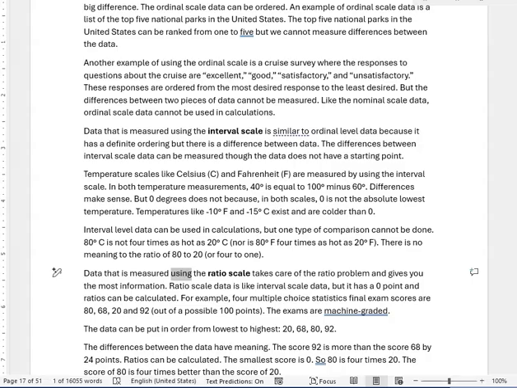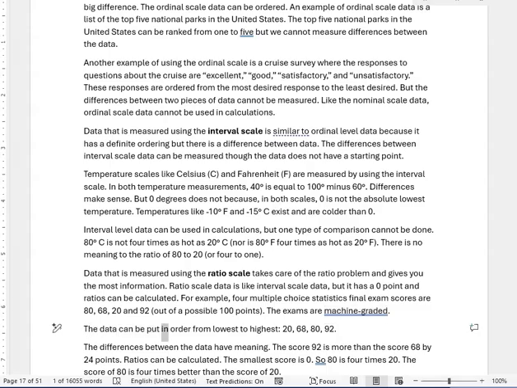Data that is measured using the ratio scale takes care of the ratio problem and gives you the most information. Ratio scale data is like interval scale data, but it has a 0 point and ratios can be calculated. For example, for multiple choice statistics, final exam scores are 80, 68, 20, and 92 out of a possible 100 points. The exams are machine graded.